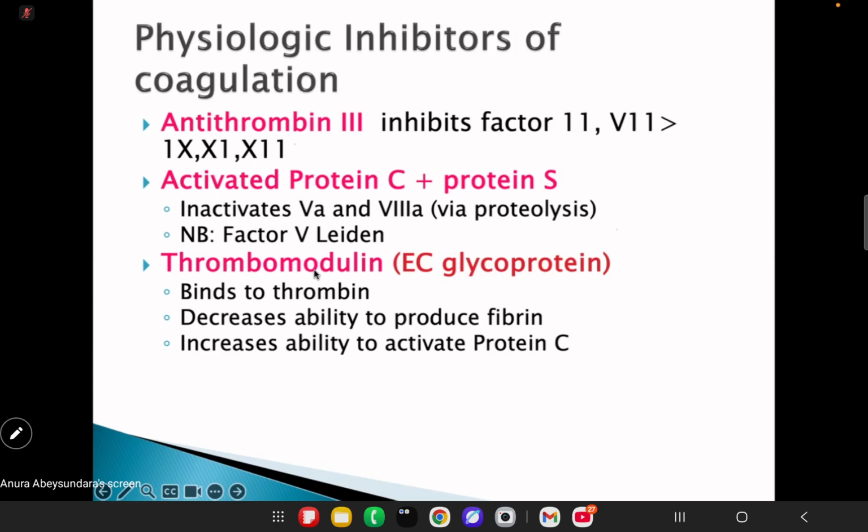The other thing is thrombomodulin, as we said earlier. Thrombomodulin binds to thrombin, that's the factor 2, decreases its ability to produce fibrin and increases its ability to activate protein C. Thrombomodulin: thrombus is modulated.